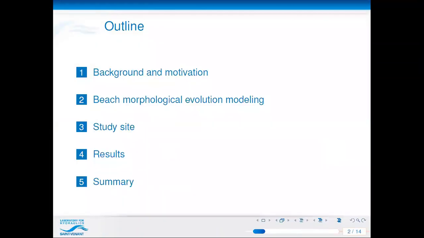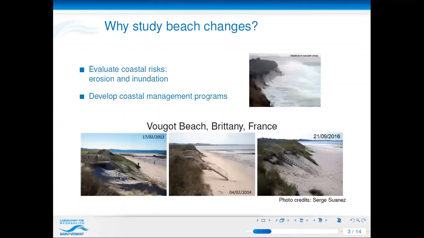So today I'll be starting by giving some background and motivation before discussing beach morphological evolution models that are used for predicting long-term, medium to long-term changes. I'll give you a brief description of our study site before presenting some of the results and summarizing at the end.